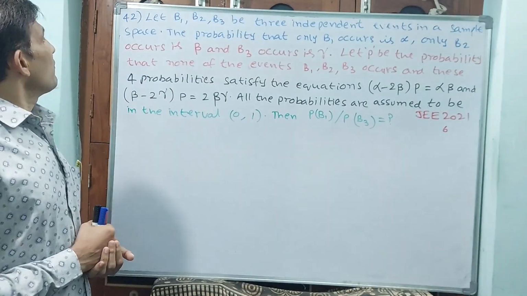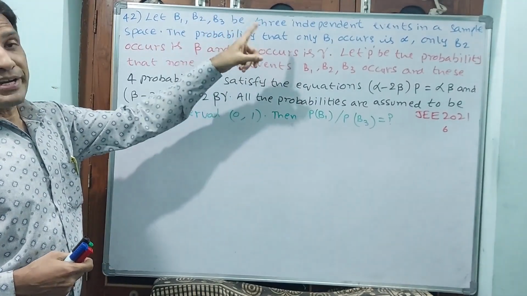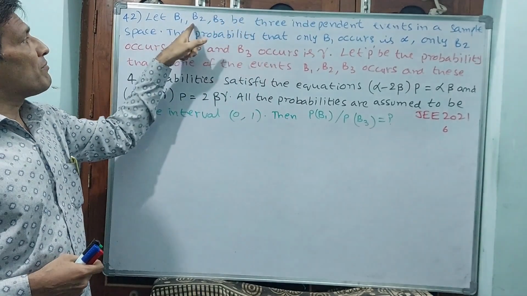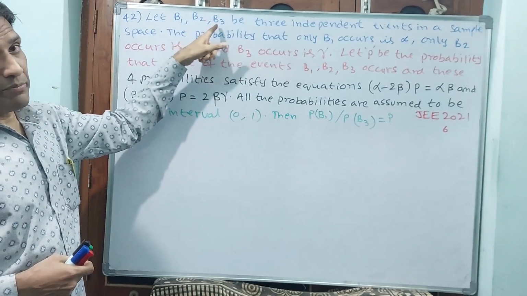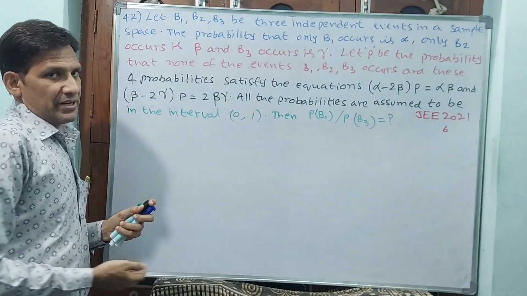Okay, see question number 42. Let B1, B2, B3 be independent events. Independent events means probability of B1 into probability of B2 into probability of B3 is equal to probability of B1 intersection B2 intersection B3.